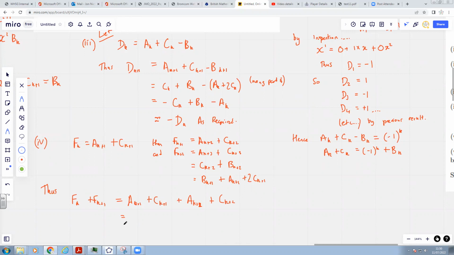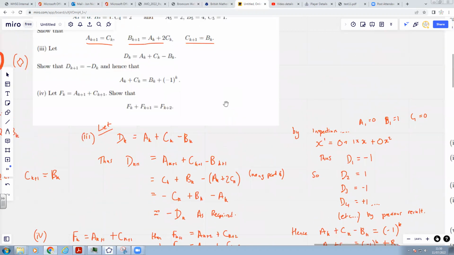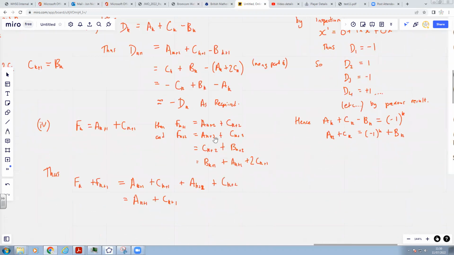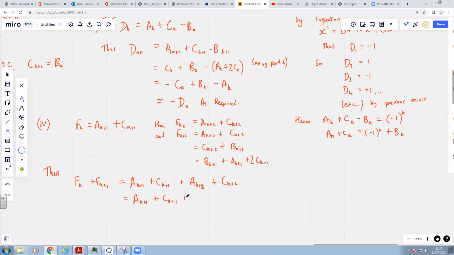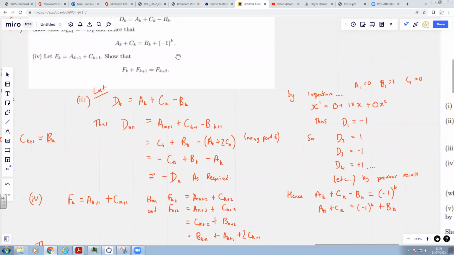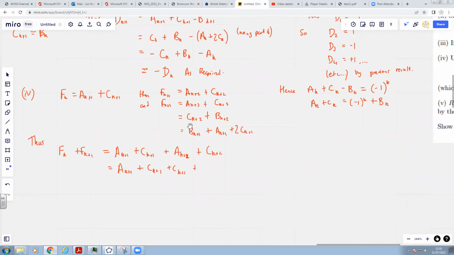let me just find out where I am. AK plus 2, let's actually add them together. CK plus 1, f of k plus 1 is AK plus 2. We can rewrite the AK plus 2 once again using this formula up here. CK plus 1. And the CK plus 2, same thing really. We can use BK plus 1 for that.